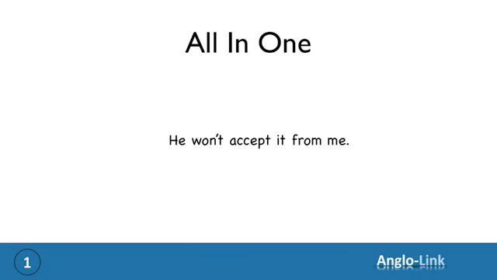He won't accept it from me. You have the contraction, won't. You have 2 words beginning with a vowel, accept and it, and you have the preposition from. So in connected speech, you will hear, he won't accept it from me.